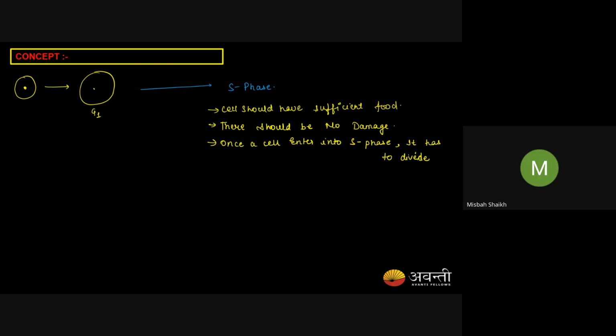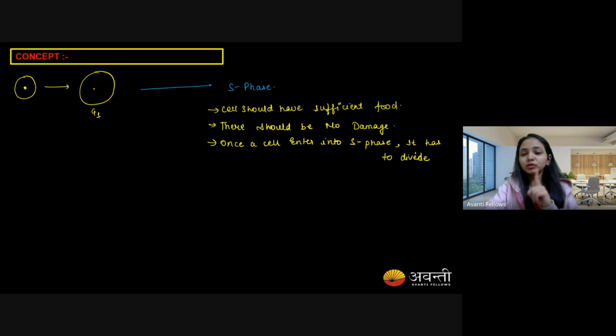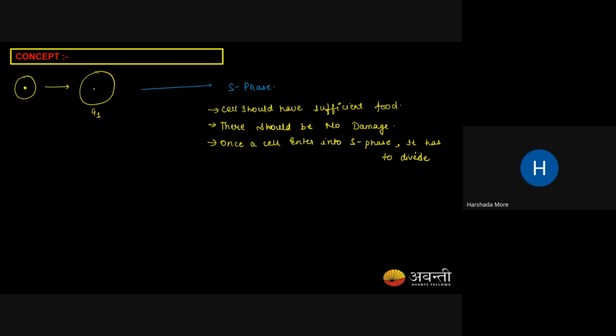If the cell has no sufficient food, then the cell can become permanent itself. The cell becomes permanent right there. If there is not sufficient food, then it cannot enter into S phase. The cell will enter into G0 phase.